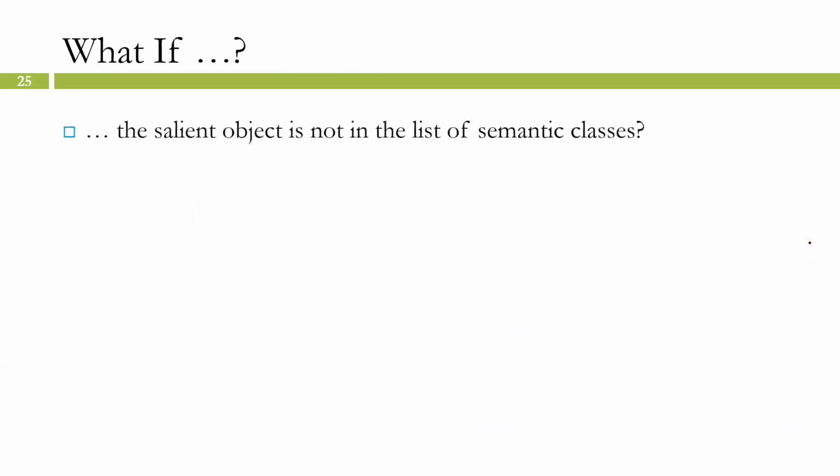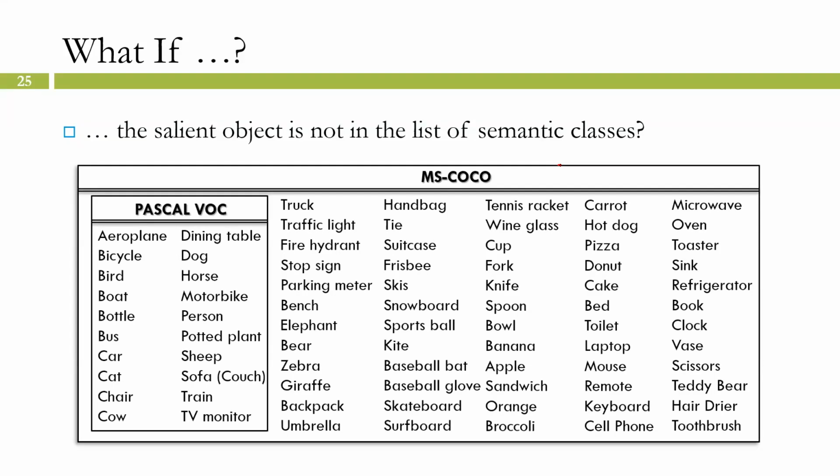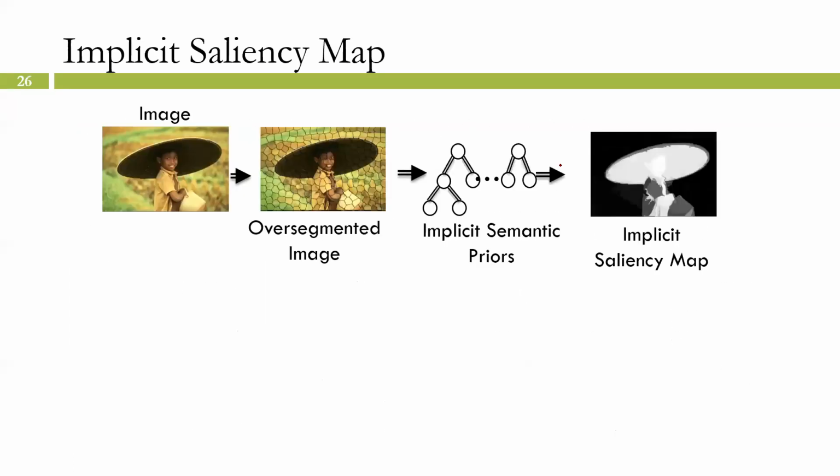I know what you're thinking now. What if the object is not in the list of the semantic classes, right? Because we know that if we train the model on MS COCO, we have 80 classes, or if we train the model on Pascal VOC, we have 20 classes. So some classes, like the castle or the houses I showed you from the beginning, are not here. So how can the model handle those class instances not in the classes that I listed? Well, that motivates us to propose the implicit saliency map.